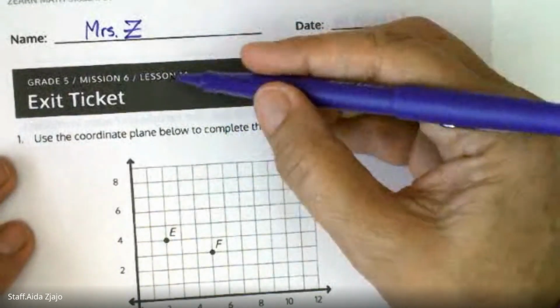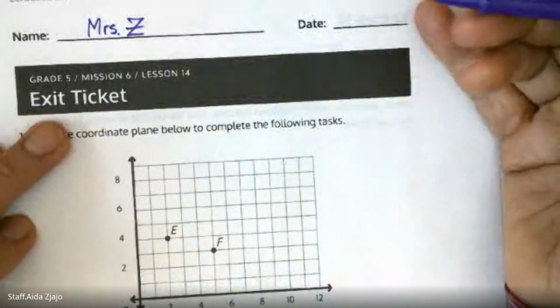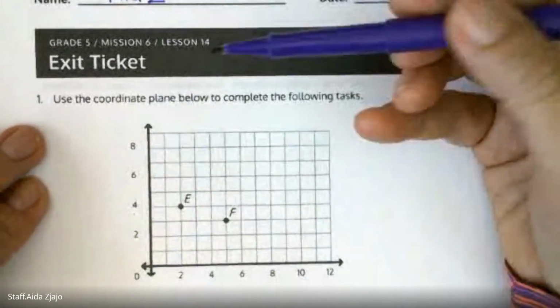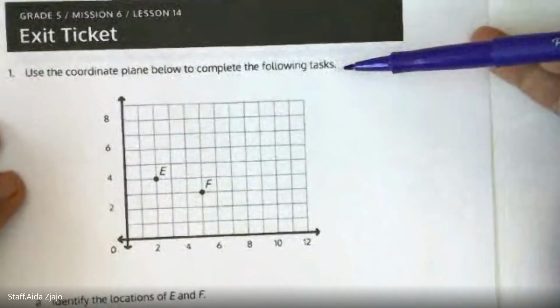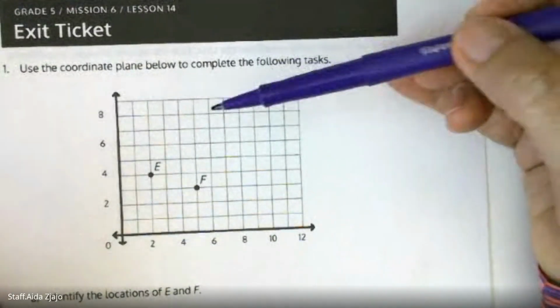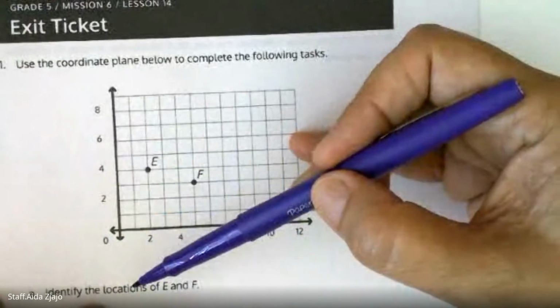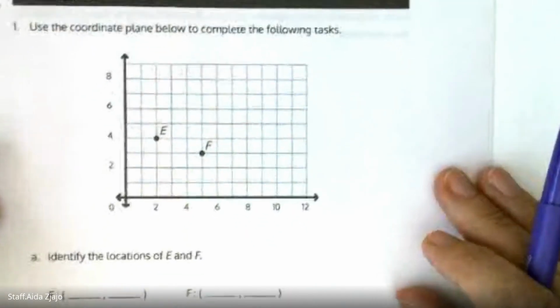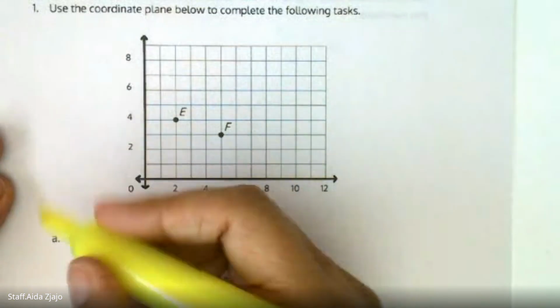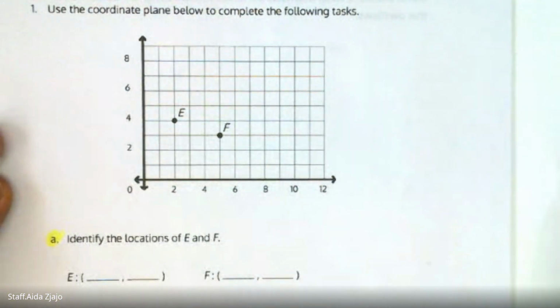Okay, so grade 5, mission 6, lesson 14, exit ticket. Use the coordinate plane below to complete the following tasks. Identify the location of E and F. Okay, that's E and F.